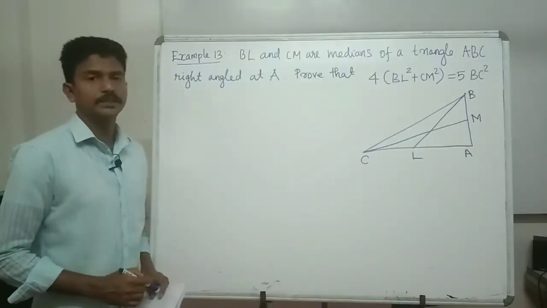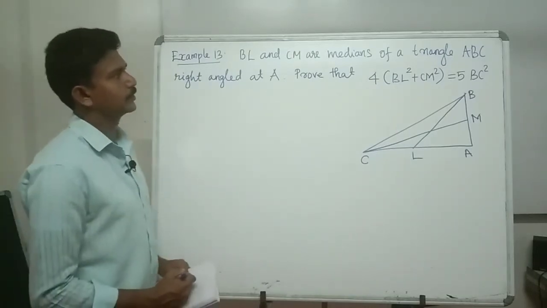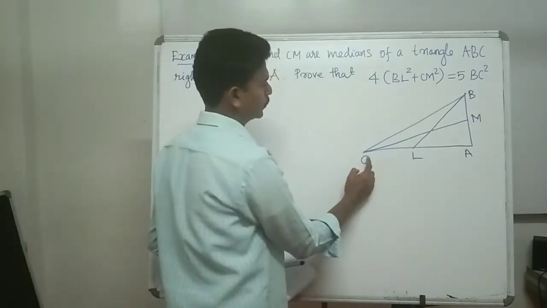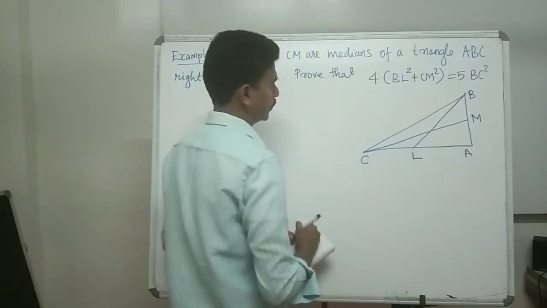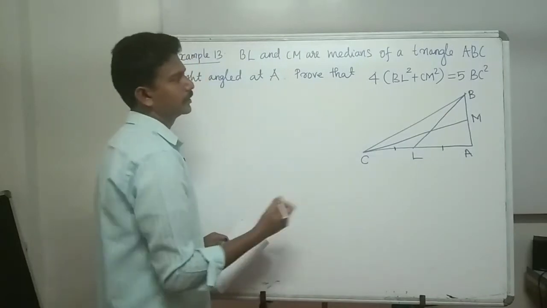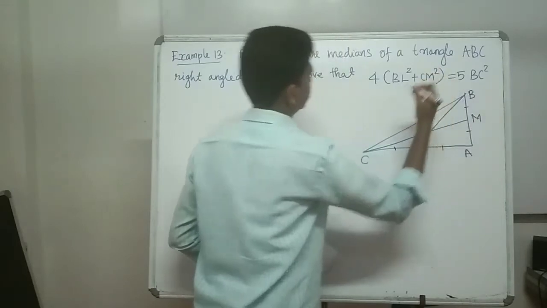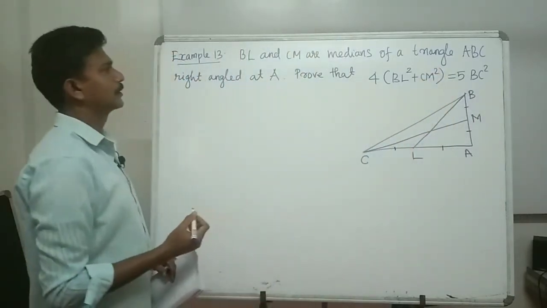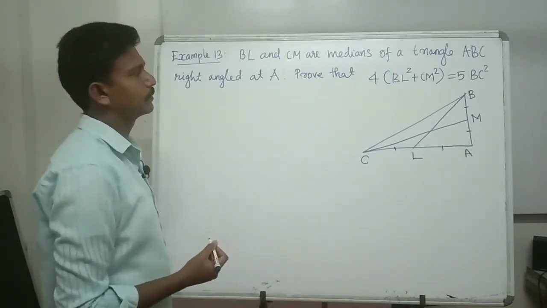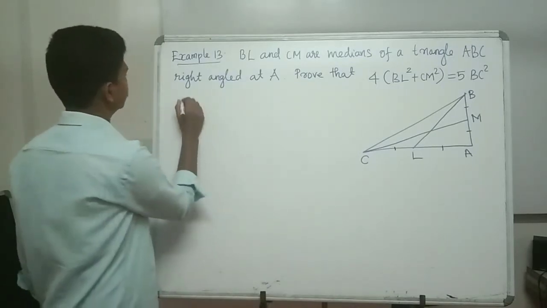So question number 13 we are going to do. BL and CM are the medians of a triangle ABC. BL is a median, so the side will be divided into equal halves. So CL and AL are equal. In the same way, AM and MB will be equal because it is a median. The triangle is right angled at A. Prove that 4 times BL square plus CM square is equal to 5 times BC square.